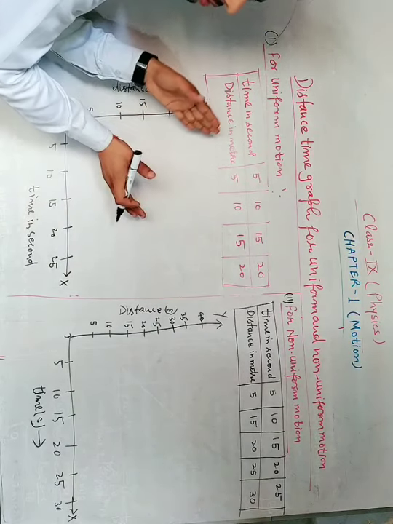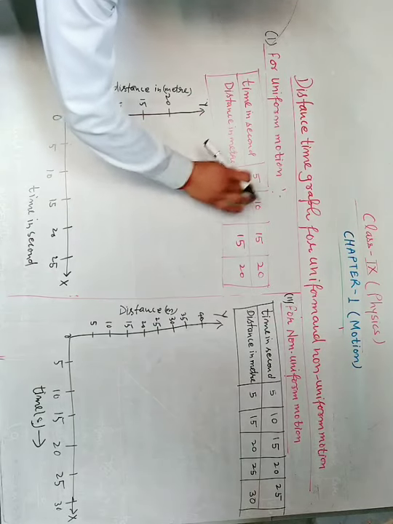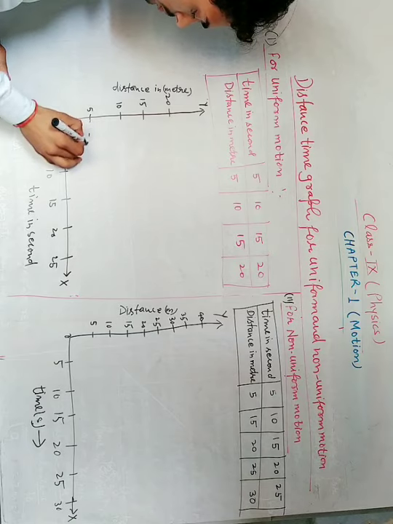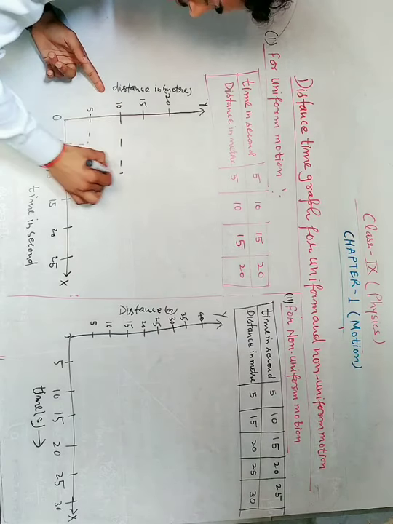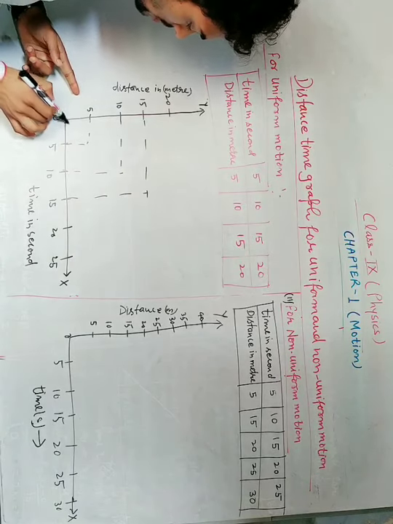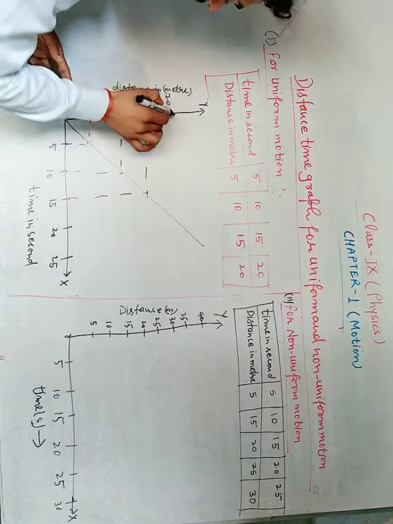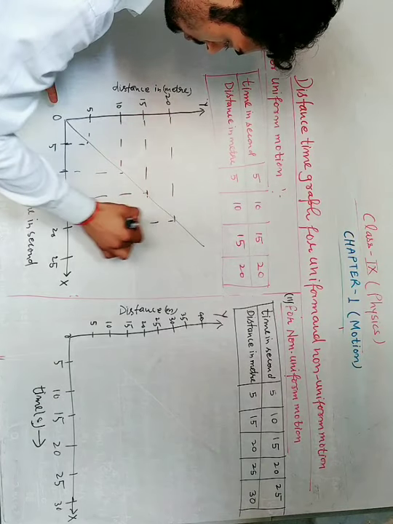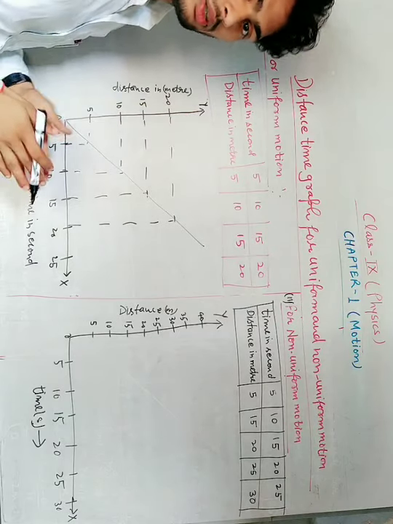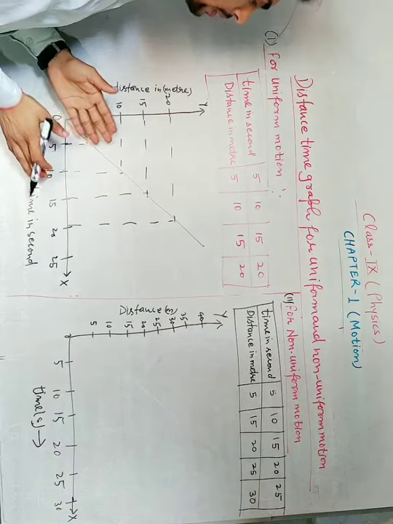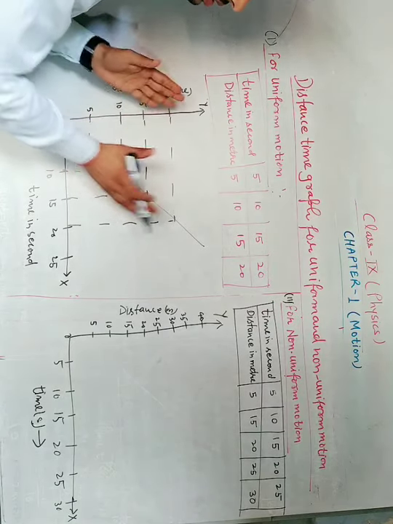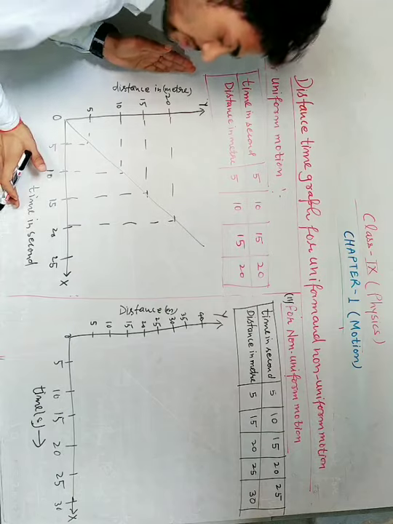So how can we draw this graph? If a car travels 5 meters in 5 seconds, 10 meters in 10 seconds and 15 meters in 15 seconds, then the graph will be a straight line. So if any object is moving with uniform speed, uniform motion, then the distance time graph will be a straight line. In uniform motion, the distance time graph is a straight line.